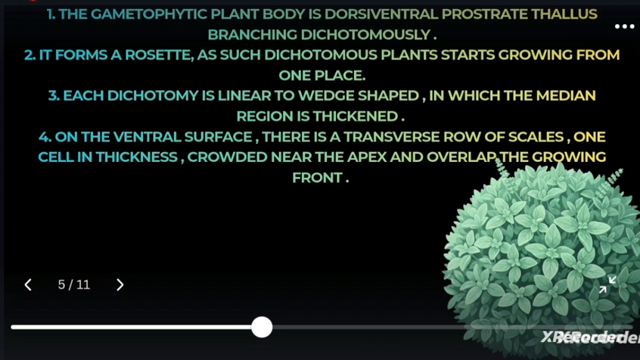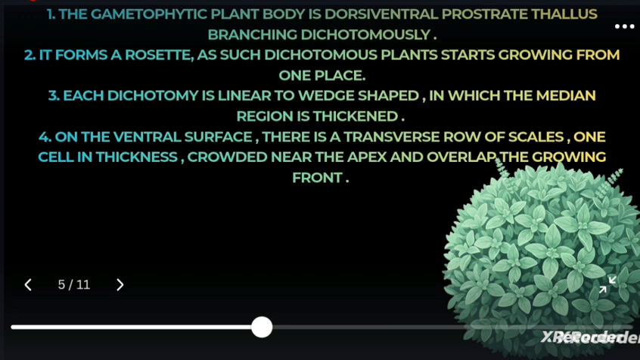It has two plant bodies, a gametophyte and a sporophyte. The gametophyte is dominant, and the sporophyte is dependent on the gametophyte for food and attachment, to absorb nutrients from it. It's divided into foot, seta, and capsule, which I will talk about in another video. Next, it forms a rosette. Dichotomous plants start growing from one place, and many plants growing from one place form a bouquet type, which is called the rosette.